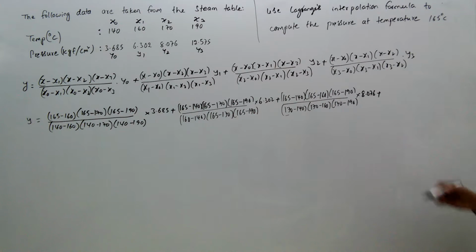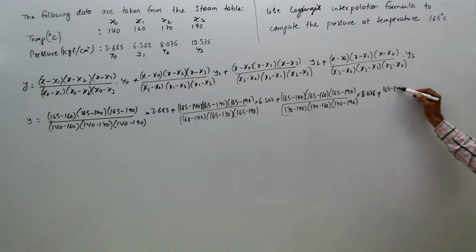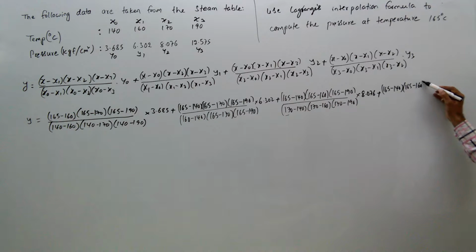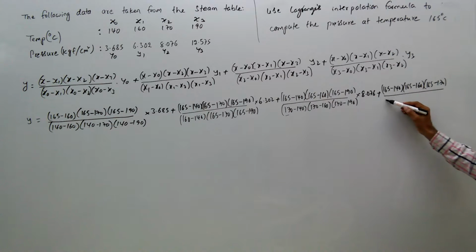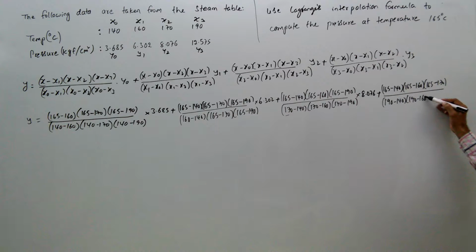plus x is 165 minus x naught 140. 165 minus 160. 165 minus 170 by x3 is 190. 190 minus 140. 190 minus 160. 190 minus 170 into 12.575.